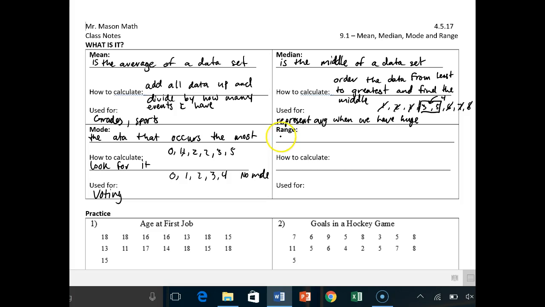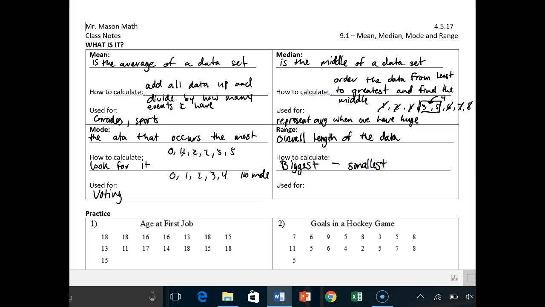And the range is the overall length or breadth of the data. How far it spreads, right? So how do we calculate it? You just do the biggest number, or the biggest data, minus the smallest. That will tell you the range.